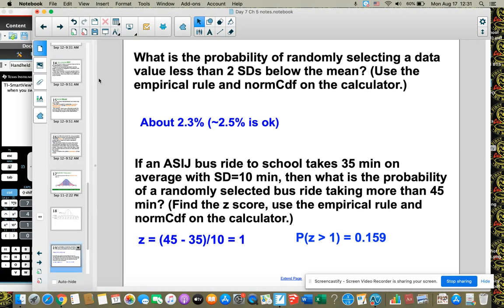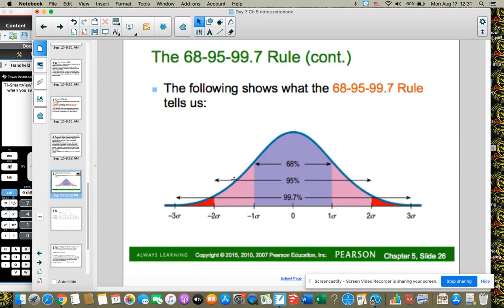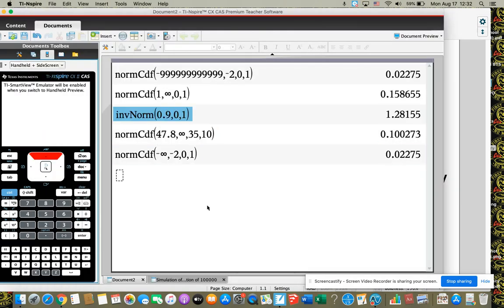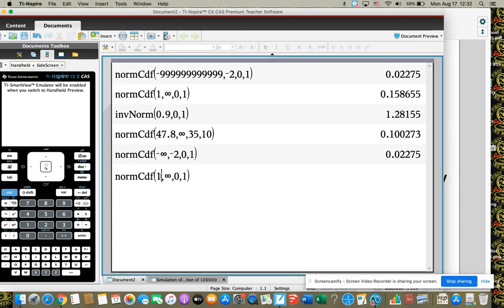So again, whoops, let me go back to the empirical rule. So if I looked at this and I went 1 standard deviation above the mean, that's 68% in the middle, which leaves you with 32% left over, which is 16% on the top and 16% on the bottom. So it should be 16%, like right about 16% is what it should give me. If I do it on the calculator, I'm going to get 15.9%. So let's do it on the calculator again. You can see I've already done it up here. So I said, well, I use my norm CDF. What's the probability of having bigger than 1 standard deviation all the way up to infinity?